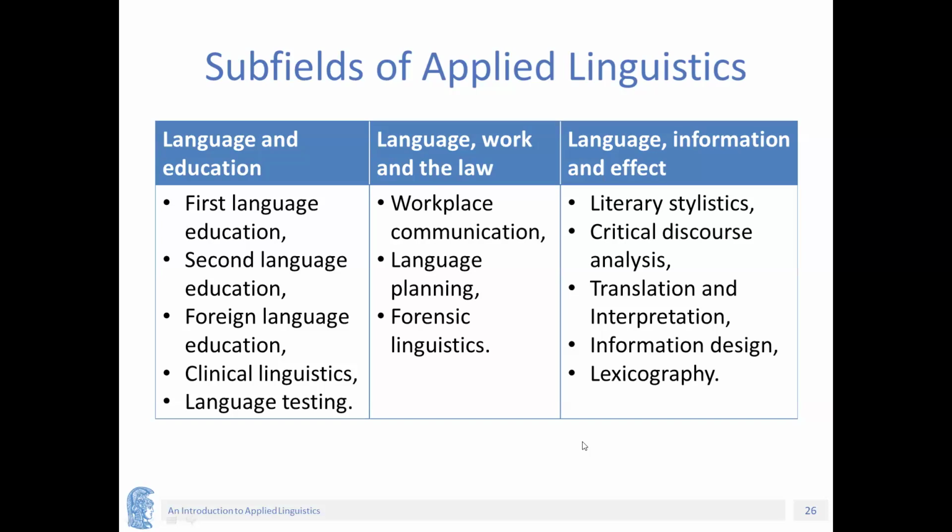Did you read? Some fields of applied linguistics: language and education, first language education, second language education, foreign language education, clinical linguistics, language testing, and then under language work and the law, workforce communication, language planning, forensic linguistics, language information and effect, literary stylistics, critical discourse analysis, translation and interpretation, information design, lexicography.